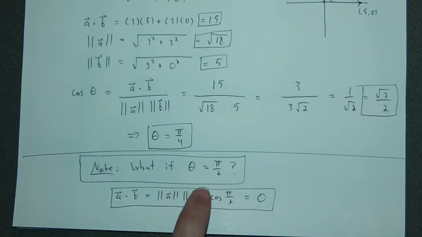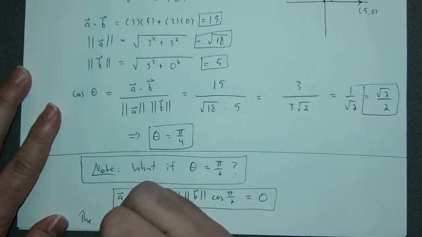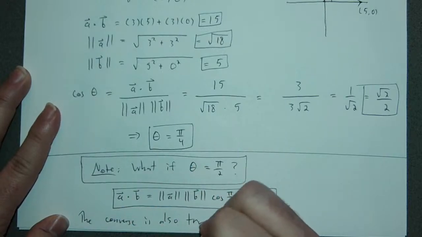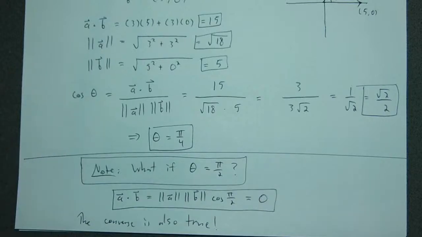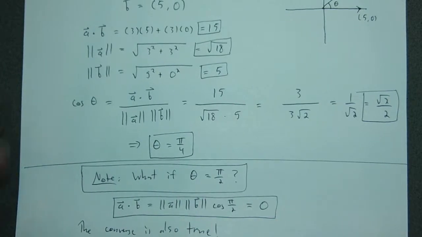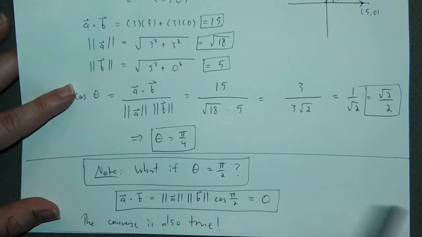So if the angle between the vectors is pi over 2, their dot product is 0, and the converse is also true. What does converse mean? The converse of an if P then Q statement is if Q then P. So the converse would be: if the dot product is 0, then the angle between them is pi over 2. You can get that in the exact same way by looking at this formula. If A and B are non-zero and this quantity is equal to 0, then the only possibility is that cosine of theta is 0, and that happens when theta is pi over 2.